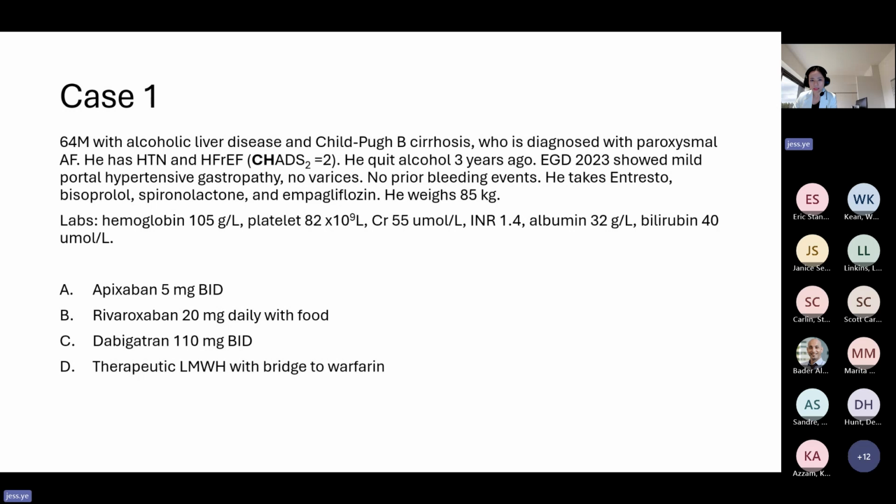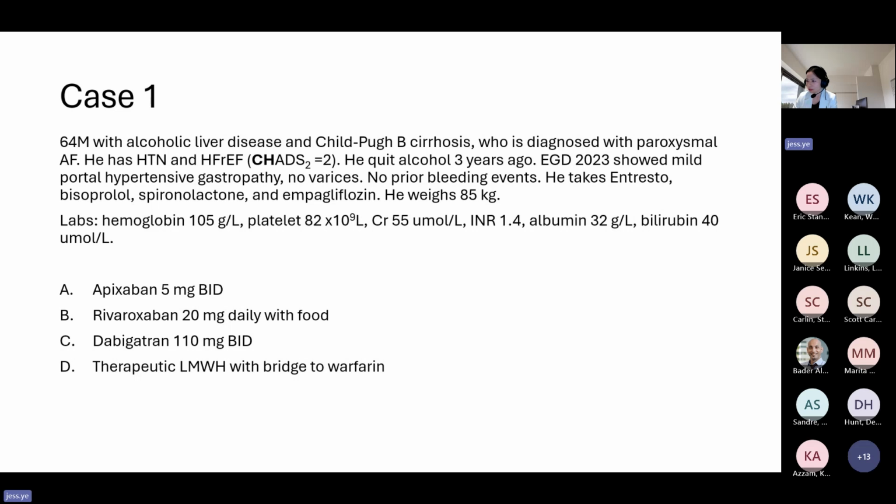Case 1 is a 64-year-old man with alcohol liver disease, Child-Pugh B cirrhosis, new diagnosis of paroxysmal atrial fibrillation, has hypertension and heart failure, making CHADS-VASc score of 2. He's no longer drinking. EGD 2 years ago showed mild portal hypertensive gastropathy, no varices, no prior bleeding events. He takes the following medications, including a beta blocker. He weighs 85 kilo. Here is the blood work. He does have moderate thrombocytopenia, renal functions appropriate, INR is 1.4, albumin is 32, bilirubin is 40.